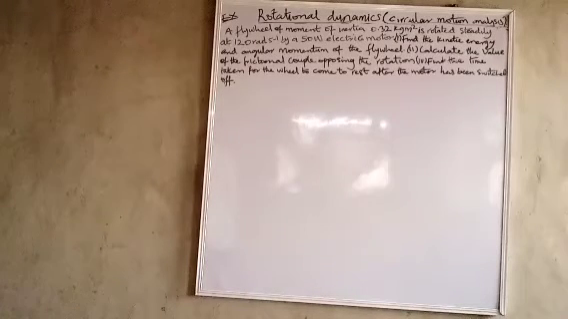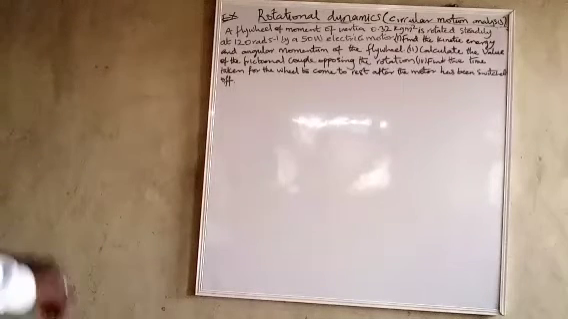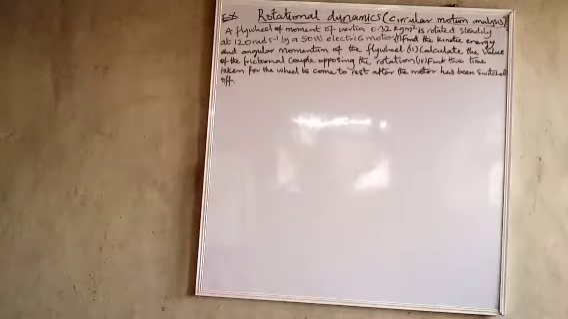A flywheel of moment of inertia 0.32 kilogram meter squared is rotated steadily. Please take note of the word steadily, at 120 rad per second by a 50 watt electric motor. 1. Find the kinetic energy and angular momentum of the flywheel. 2. Calculate the value of the frictional couple opposing the rotation. 3. Find the time taken for the wheel to come to rest after the motor has been switched off.